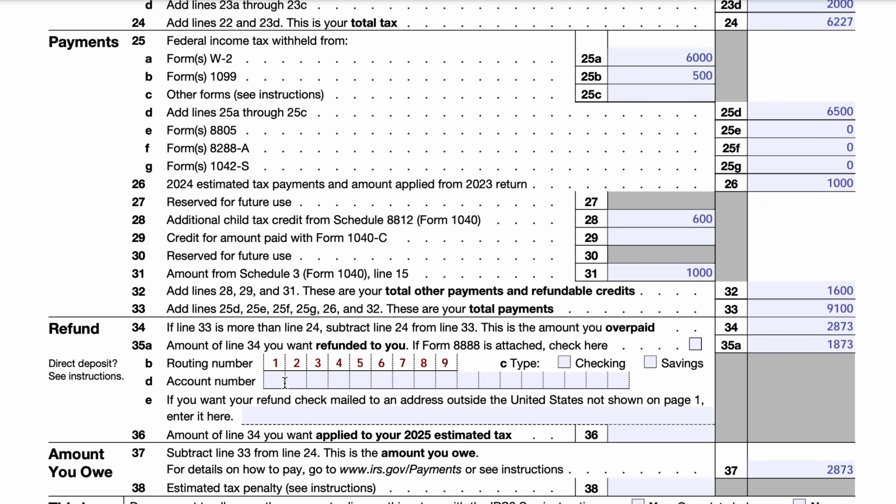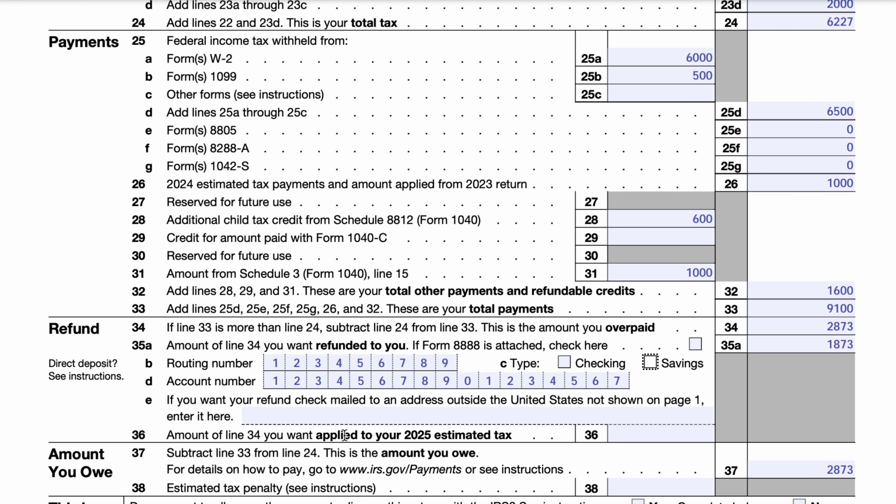So make sure that when you're filling in this information, you take the time to verify that your account number matches the type of account that's right here. So if this is your account number and that lines up with your checking account, make sure that you check the appropriate type of checking account. If it's a savings account, make sure you check the savings account.